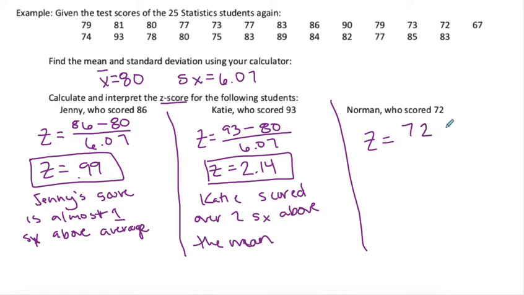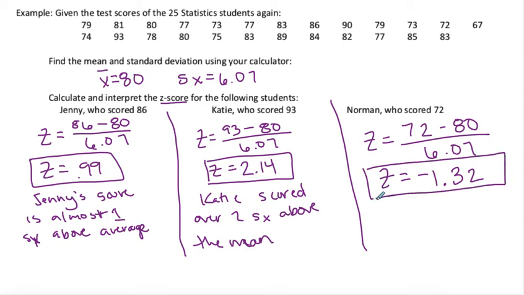So now if I take Norman's score of 72, subtract 80, and divide by our standard deviation, Norman's score is going to be negative because he has scored lower than the average, so he's going to have negative 1.32 for his standardized score. So now we can say his score is about 1.3 below the average. So about 1.3 standard deviations below the average.